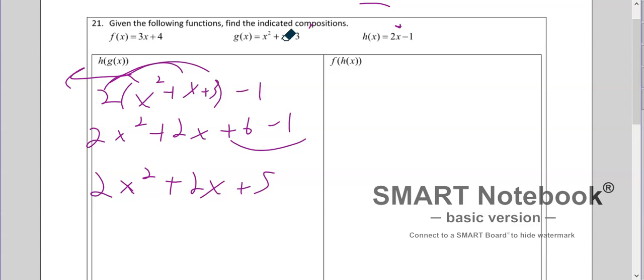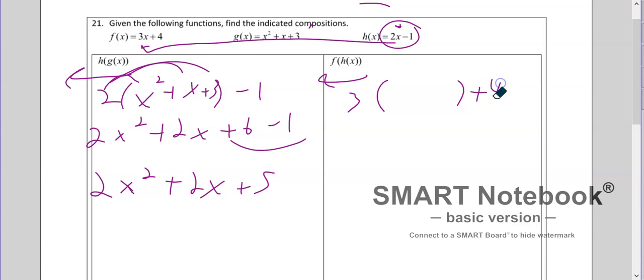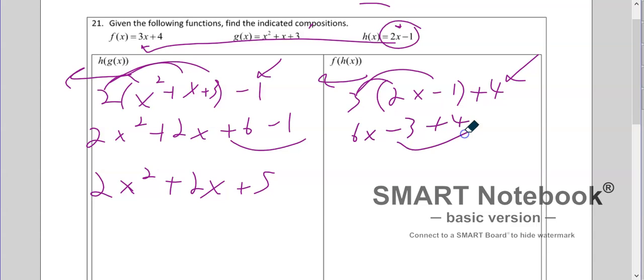Okay. This time, we're doing h into f. So that's 3 times something plus 4. Don't forget this. That's the most common thing forgotten, which is why I do it like this. Then I fill in my x substitution. Distribute 6x minus 3. Leave the 4 alone. Combine like terms. 6x plus 1.